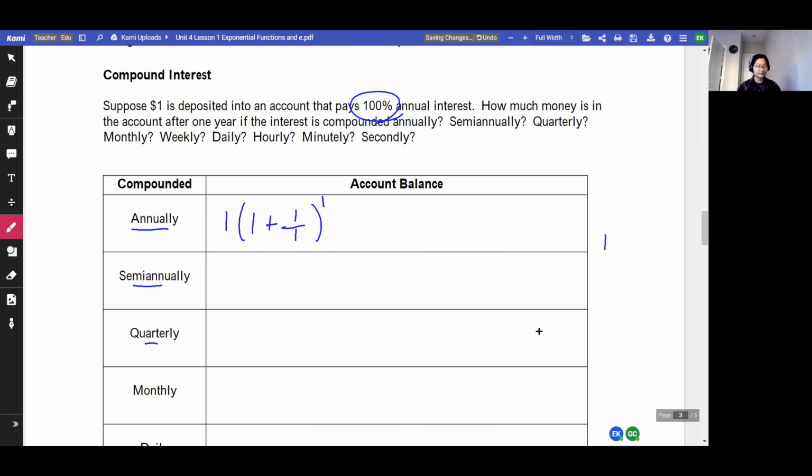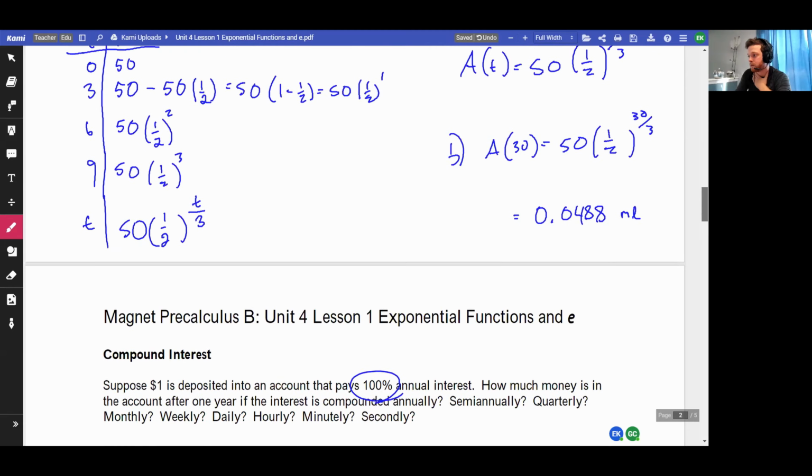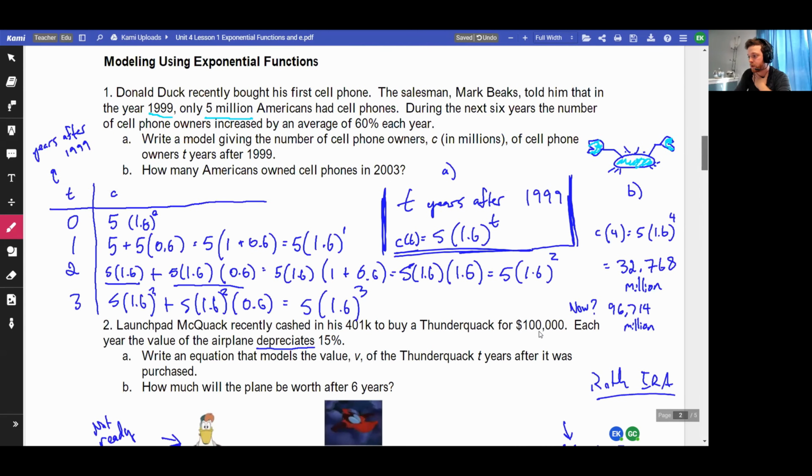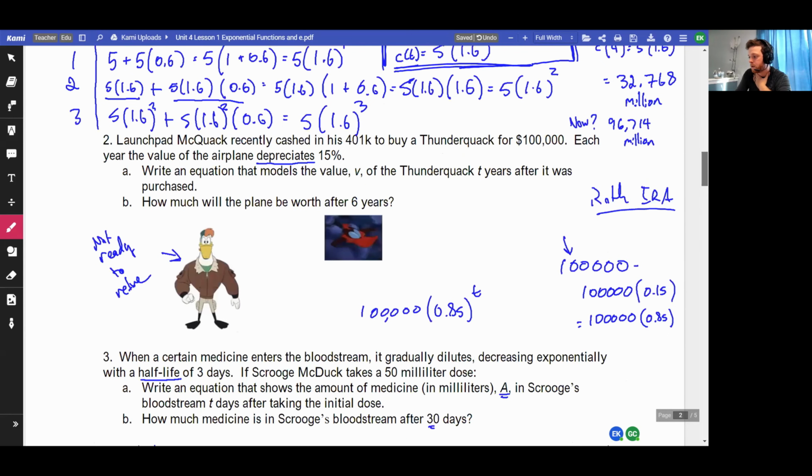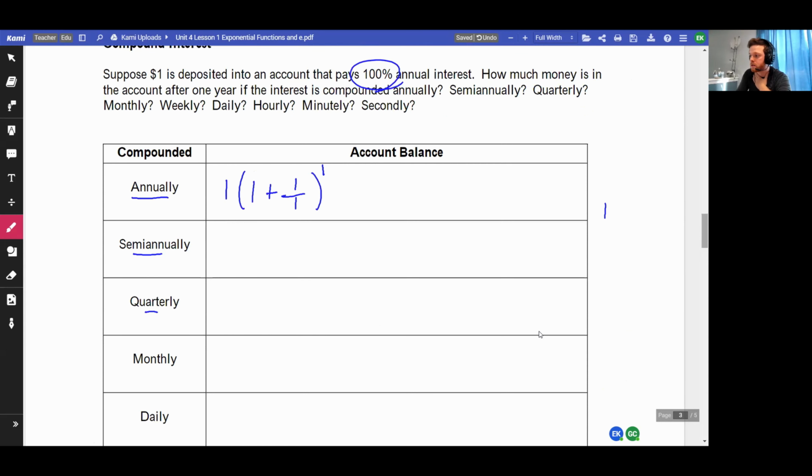If I go back up to the first chart that we did, we're multiplying 1.6 a bunch of times. In this first example, we're only doing it once. So 1 times (1 plus 1 over 1) to the 1, what is that? 1. Just kidding. It's 2. 1 plus 1 is 2, 2 to the 1 is 2, times 1 is 2. So if you compound $1 annually at 100%, you have $2 at the end of the year. It's a pretty solid bank.